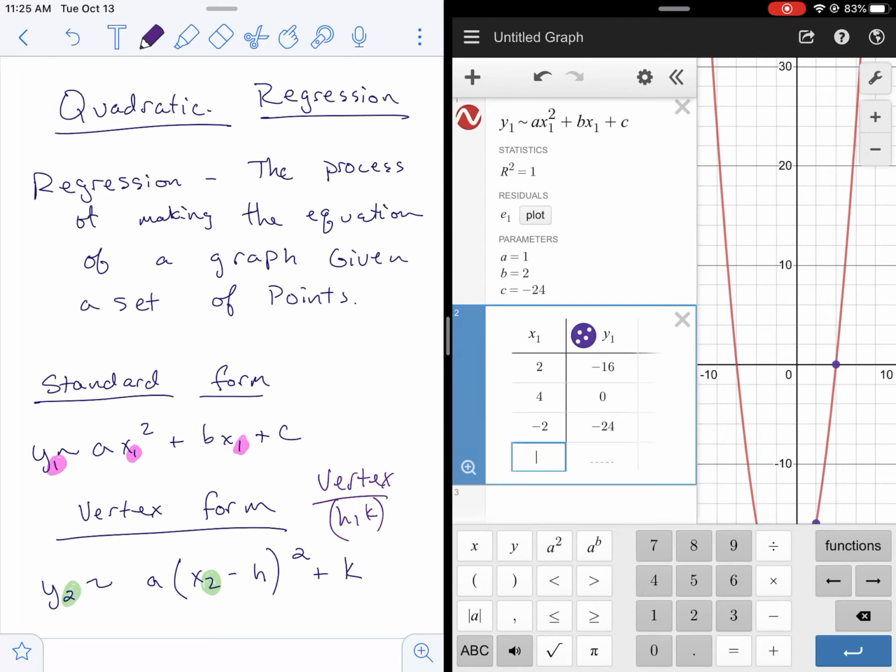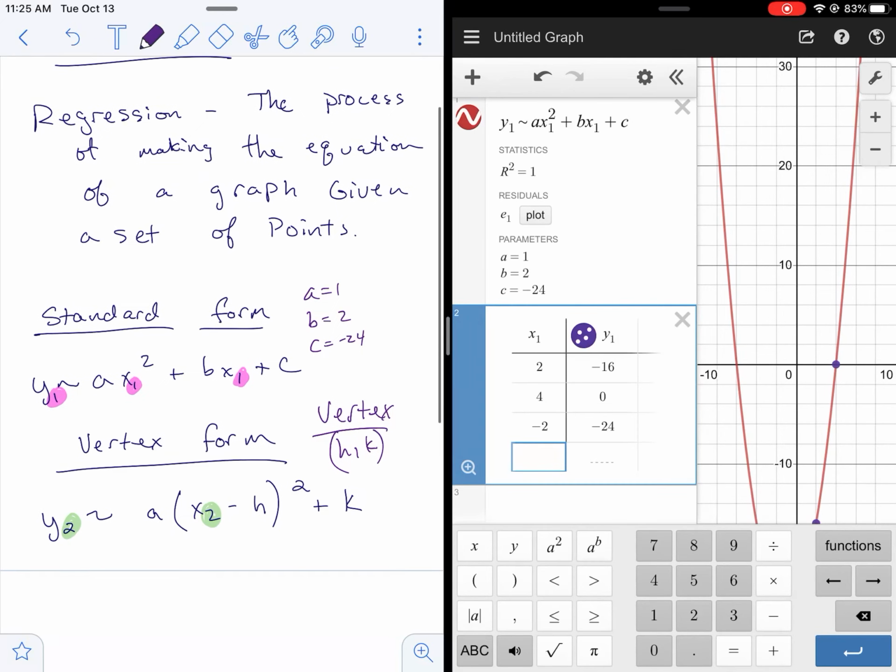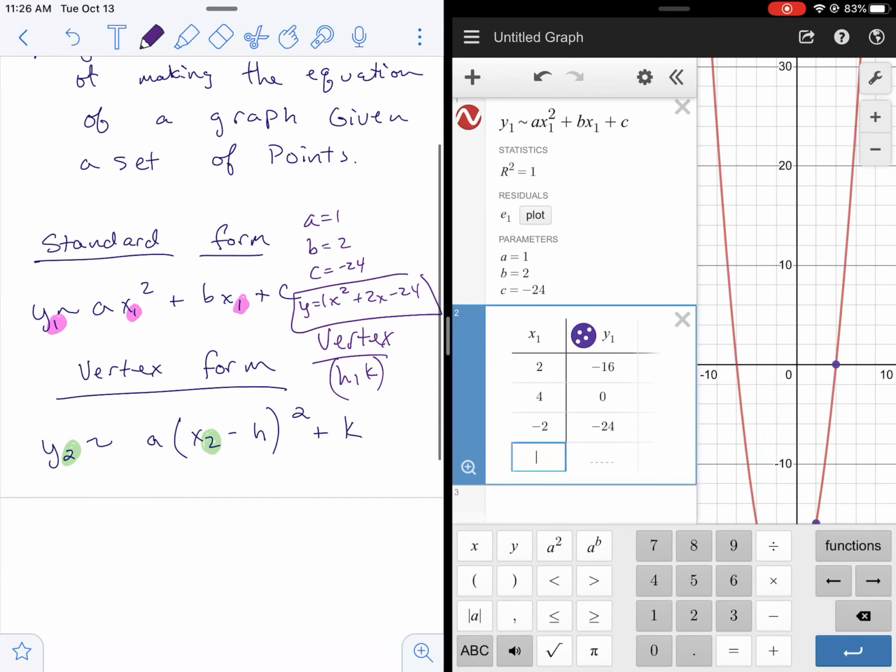All right, if you look right above the graph, it says parameters: a equals 1, b equals 2, c equals -24. So our equation then is 1x squared plus 2x minus 24. That's our equation, y equals. So when the homework says write the equation, you just wrote the equation. Desmos just did that for you.